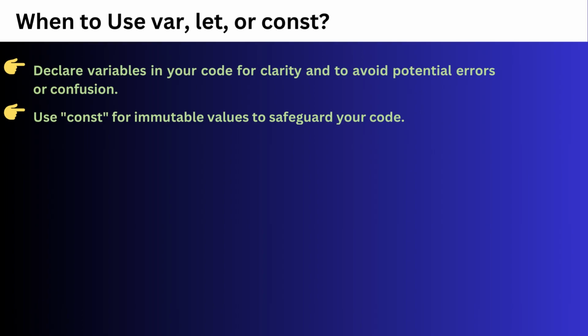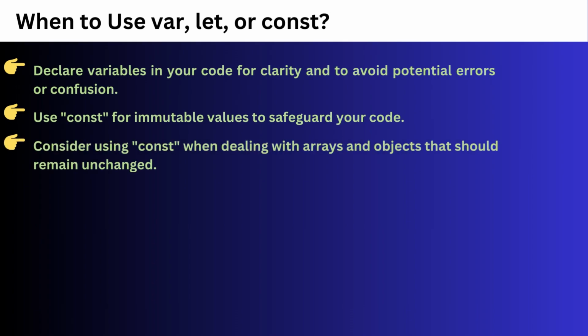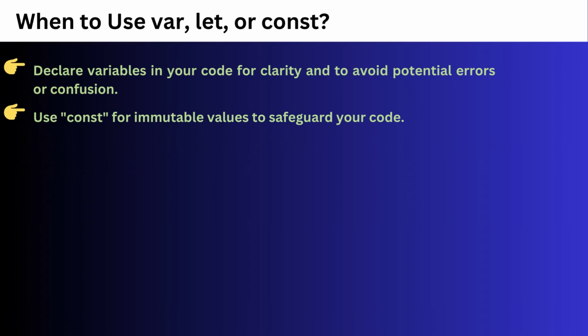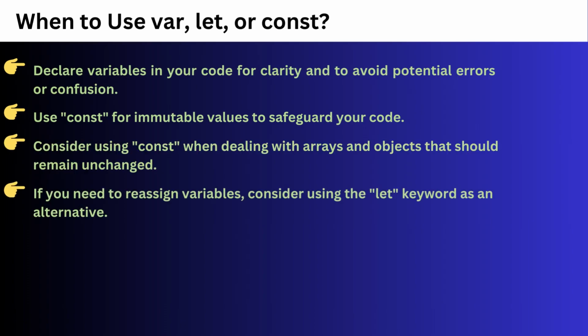This helps maintain the code's integrity and prevents accidental modifications. Similarly, when dealing with arrays and objects that should remain unchanged, it is advisable to use const as well. If you encounter a situation where using const is not possible due to variable reassignment requirements, then resorting to the let keyword can be considered as an alternative approach.